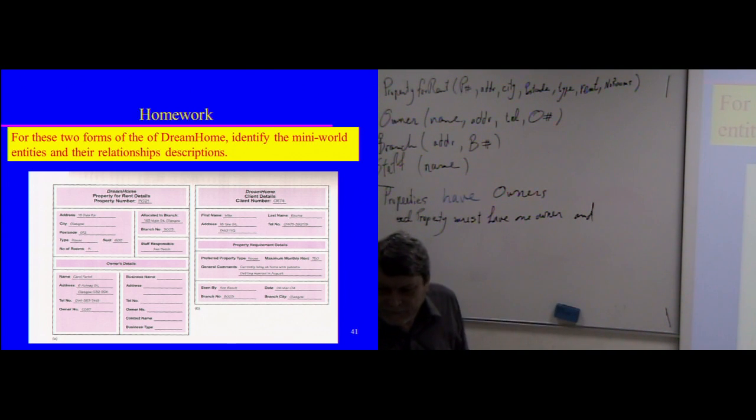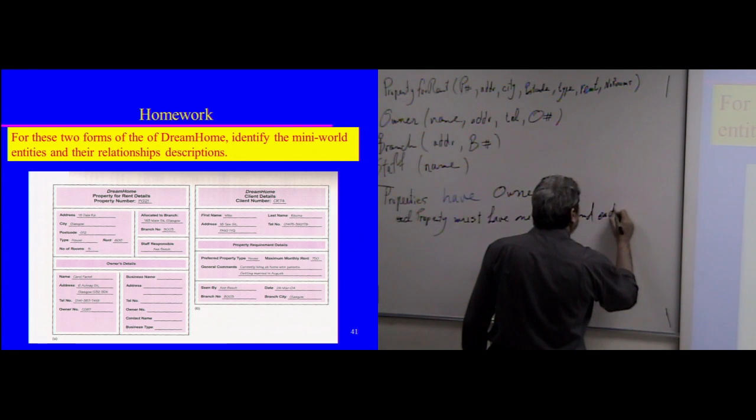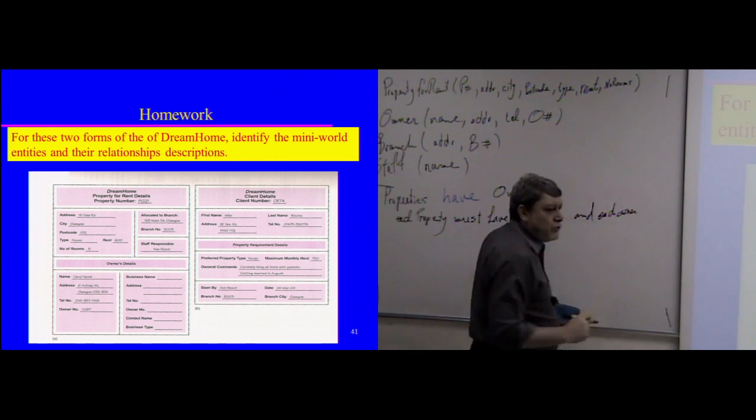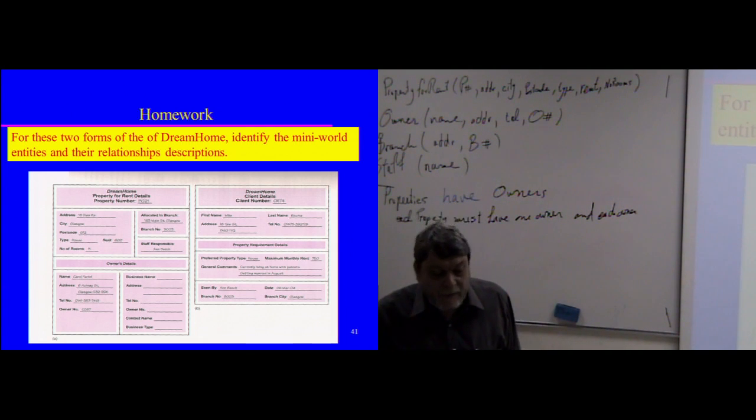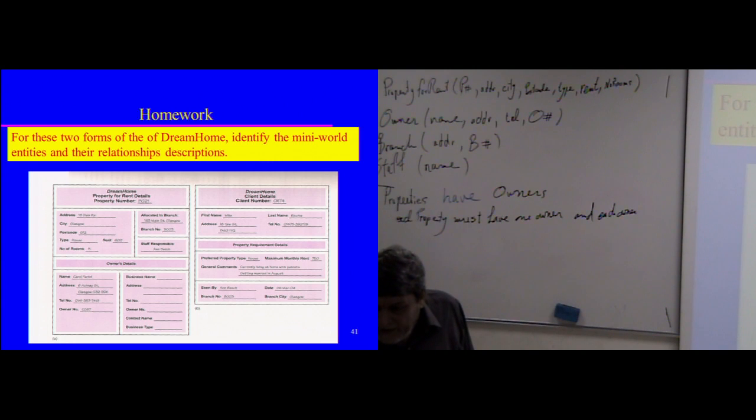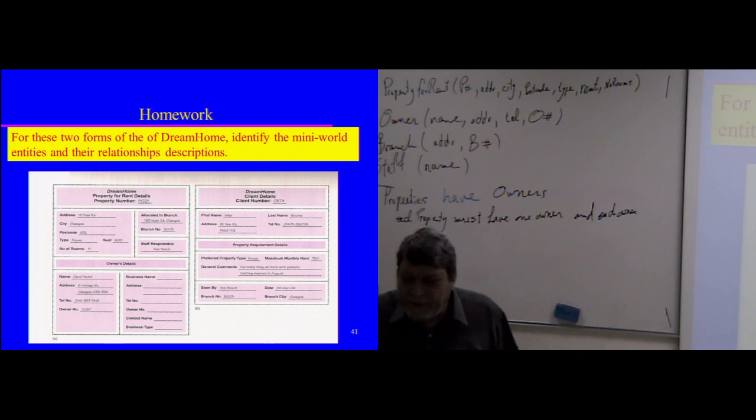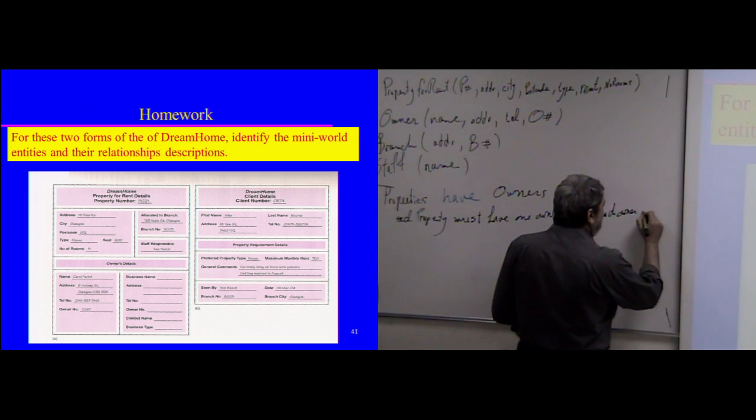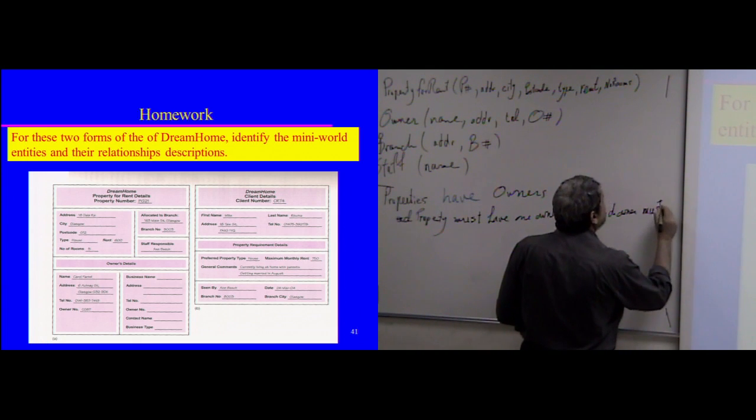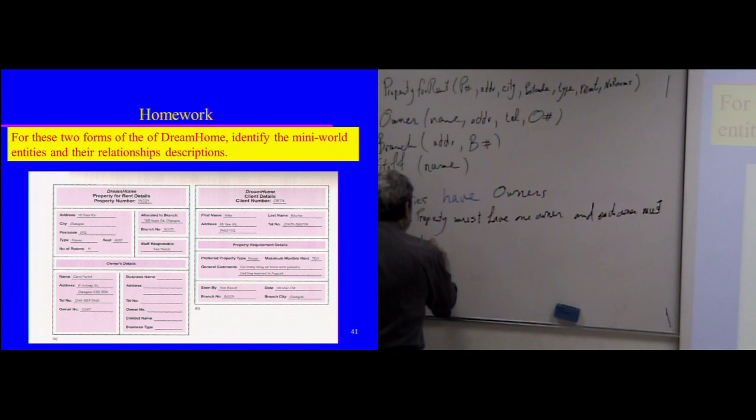We write: each owner should have, may have, and so on, may have. So I register owners with no properties. Somebody walking in the street and I say, okay, give me your information, your data, what's your name, what's your telephone number, what's your address, and just write it in my database. Of course, I will not include in my database any owners except those who have properties. So each owner must have.